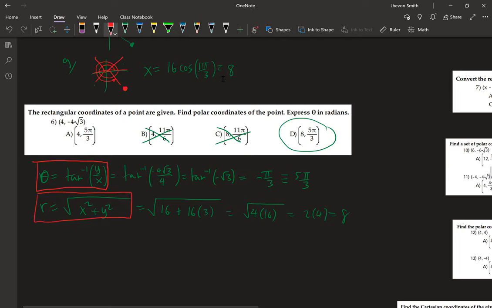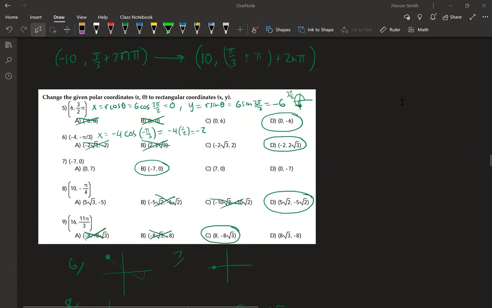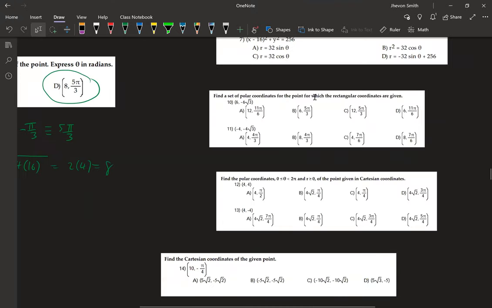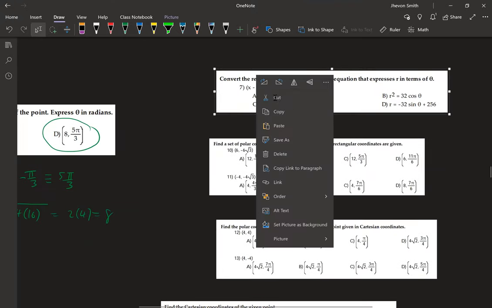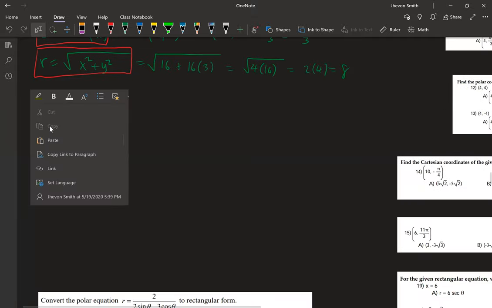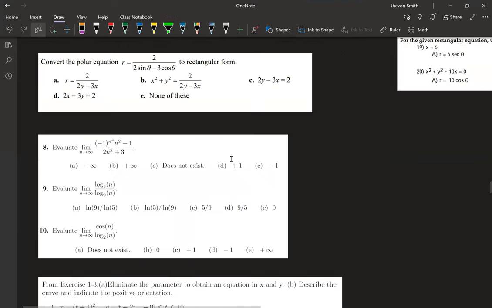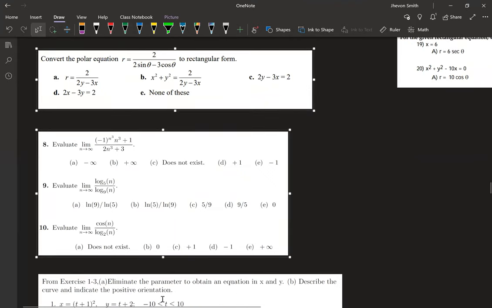These are all done in lectures, by the way, so I'm not really going to go over everything again. Most people thought that D was the answer, and that is correct. Let's move on to some of these now.